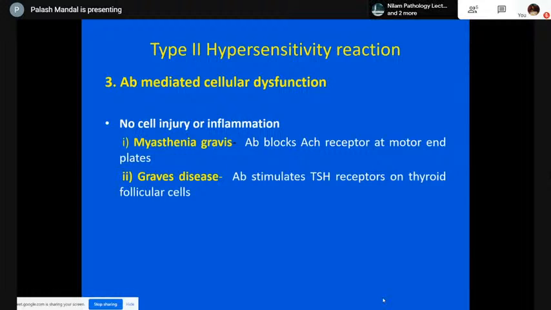On the other hand, in Graves' disease, the antibody stimulates TSH receptors. The TSH receptors, the thyroid stimulating hormone receptors, are stimulated. What TSH does is it leads to more production of the thyroid hormones, that is the T3 and T4, thyroxine and triiodothyronine, which you have studied in biochemistry and physiology. So if these TSH receptors are stimulated somehow, they lead to more production of these thyroid hormones.